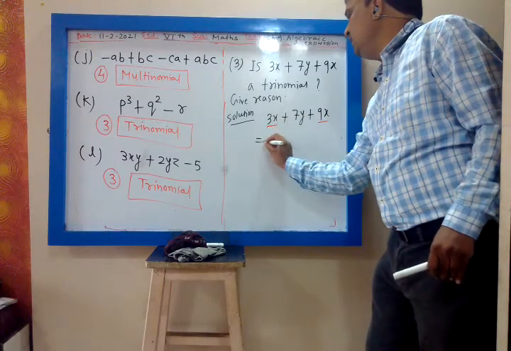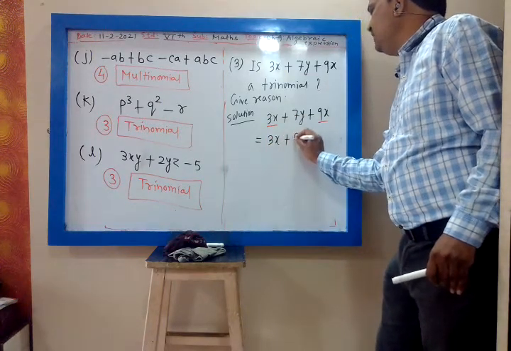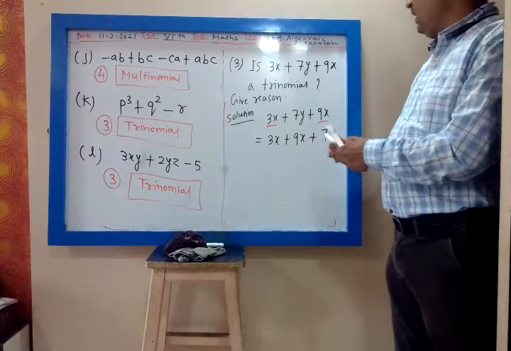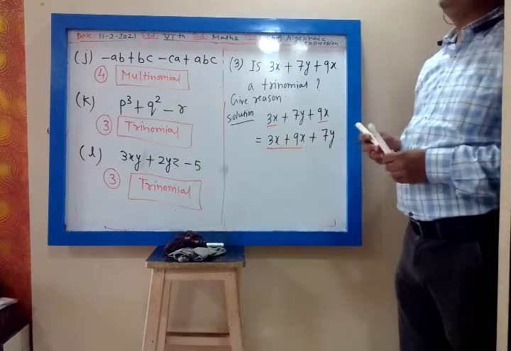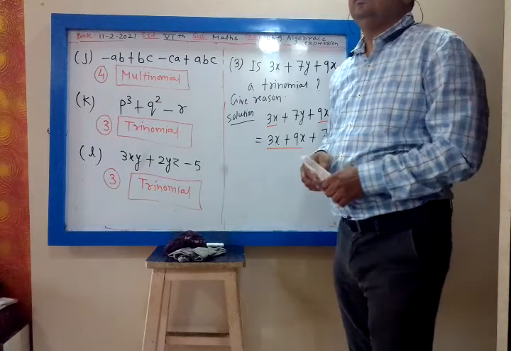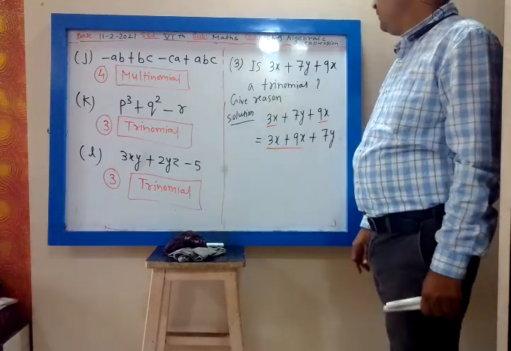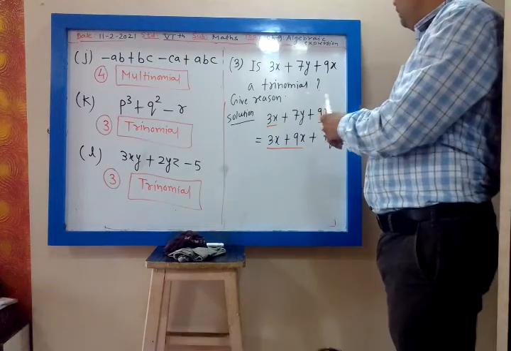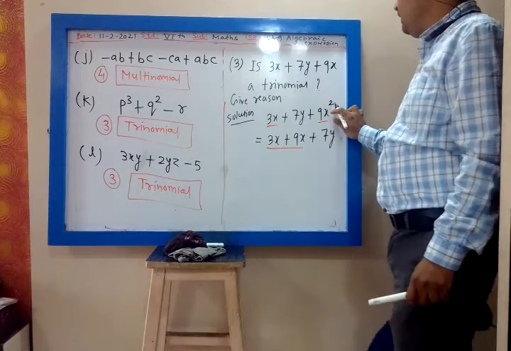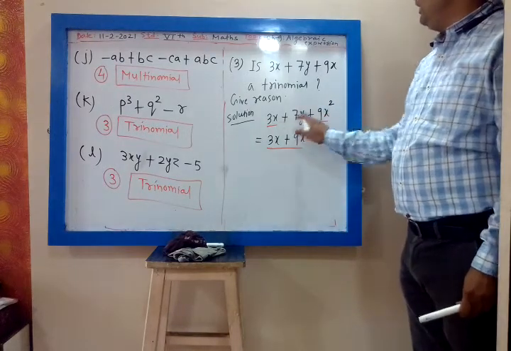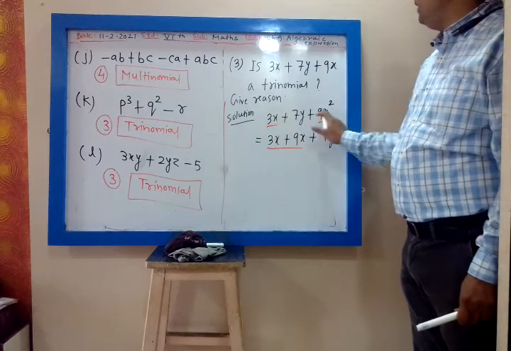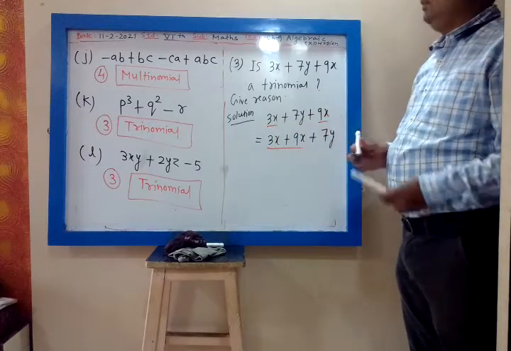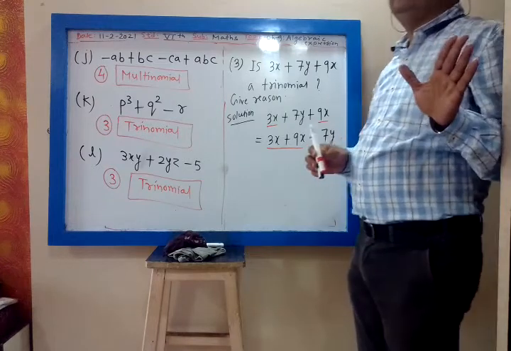So this I can write as 3x plus 9x plus 7y. These two I can add. If it is 9x square, then I cannot add, because the power of x is 1 and the power of x is 2. Since they have the same variable and power, I can add them; so it is not a trinomial.